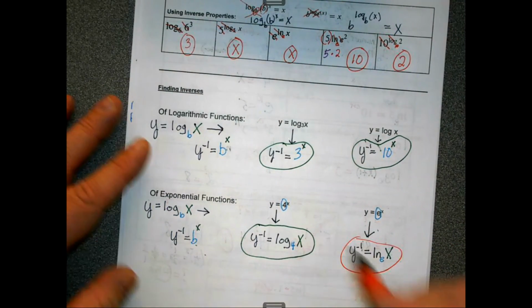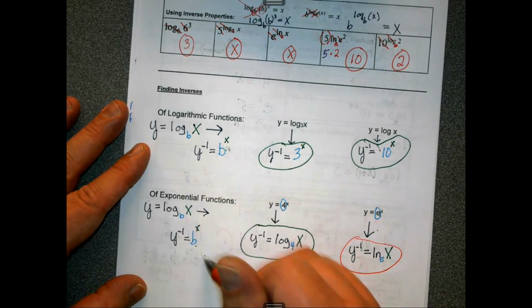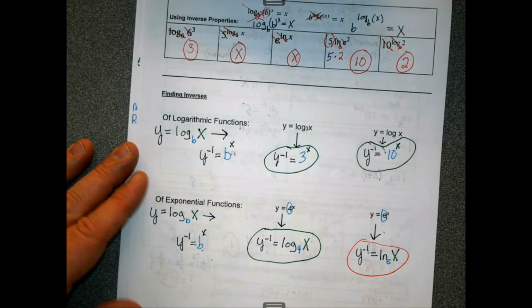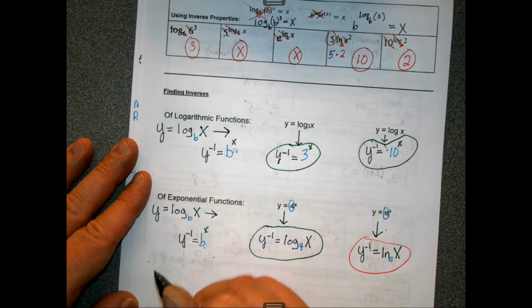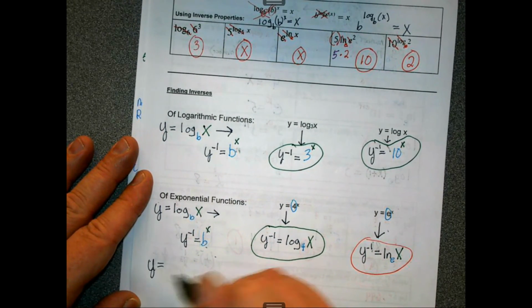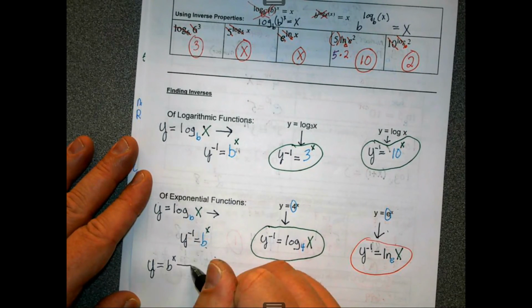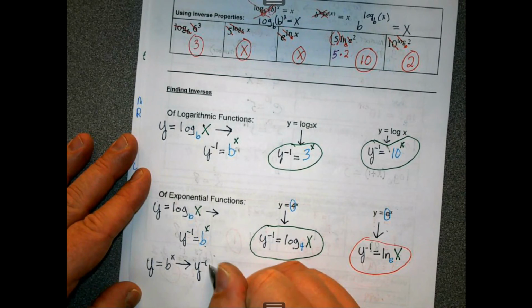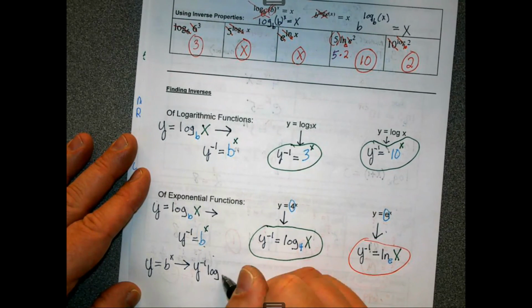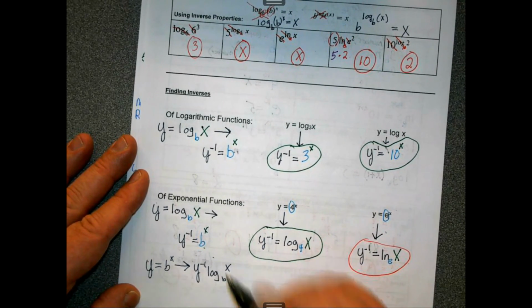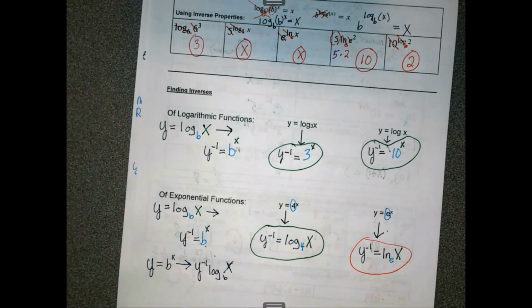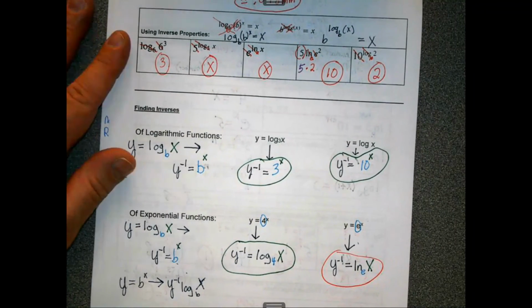And if you want, Aiden, you could switch these. If I start out with, I'm sorry, I should have switched them. No, you're right. I should have done this. Y equals b to the x. The inverse is going to equal log base b of x. Yeah, I apologize for that. No, it's my fault. I should have switched them.